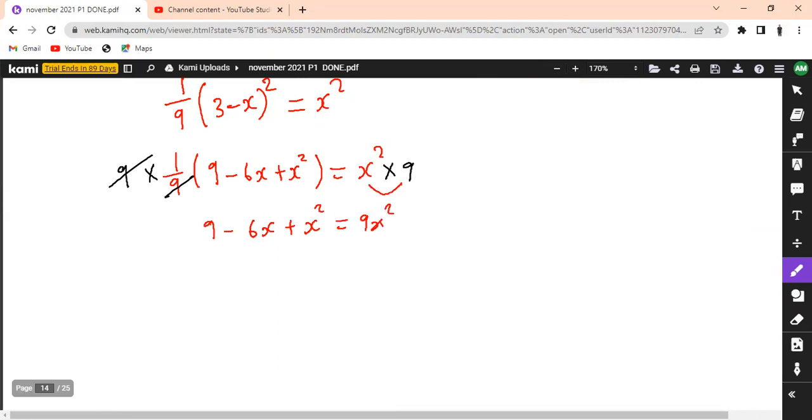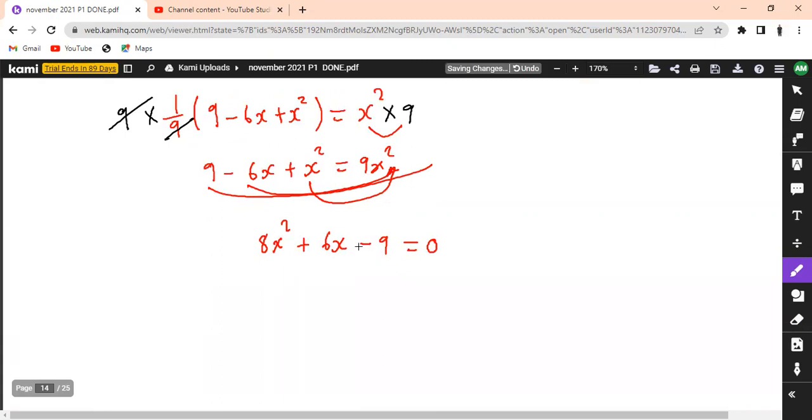Okay, so now we've got a normal equation. This x squared here is going to be 9 minus x squared, which is 8x squared, minus x here is going to be plus 6x, and 9 to this side is going to be minus 9 is equal to 0. So now you're left with the normal equation.